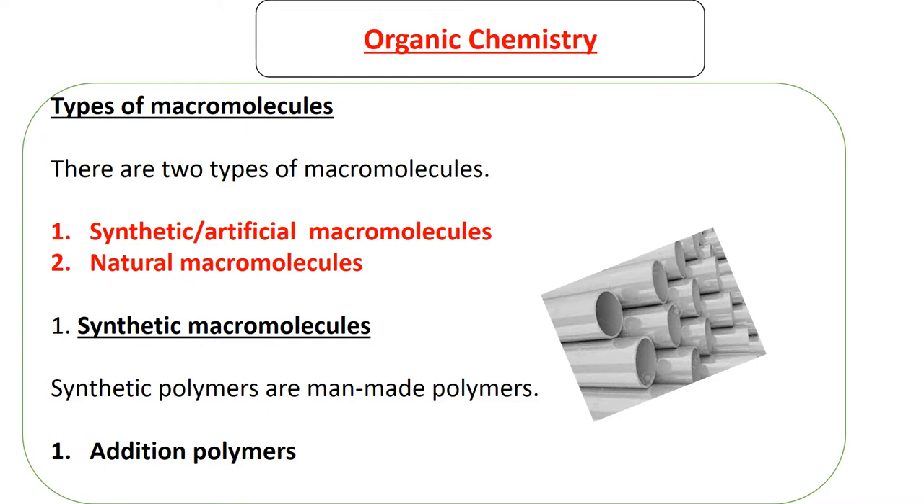So there are two types of synthetic macromolecules. The first ones are called addition macromolecules. The second ones are called condensation macromolecules. The classification or the difference comes from the processes that are used to make them. Addition polymers are made by the addition reaction we discussed when we were talking about hydrocarbons. Then condensation polymers are made by another reaction called condensation.